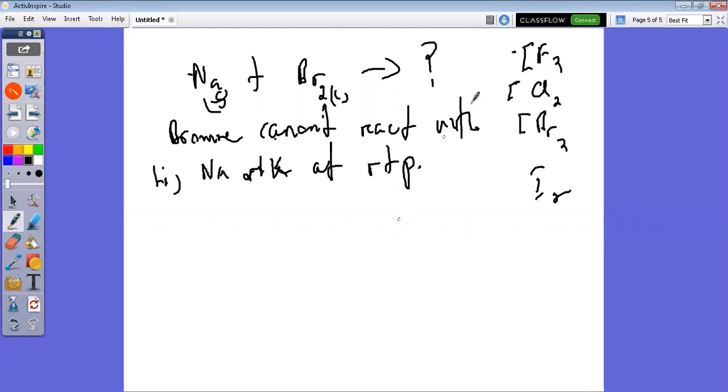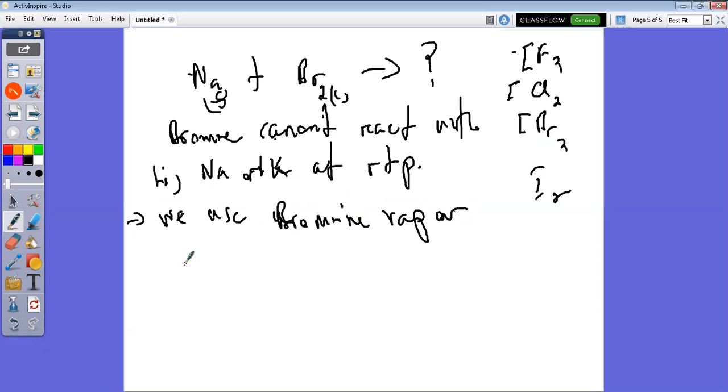Are we together? What I said is, if you react with fluorine, the reaction is vigorous. Because fluorine is the most reactive in group 7. If you react sodium with chlorine, we said it's a steady reaction. Then we're saying with this one, it cannot react. Are we together there? So we have to use bromine vapor. It means we heat the bromine until it's a vapor. So for both these, we use bromine vapor.